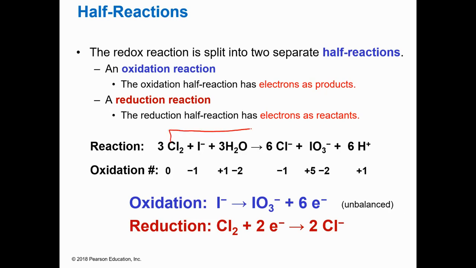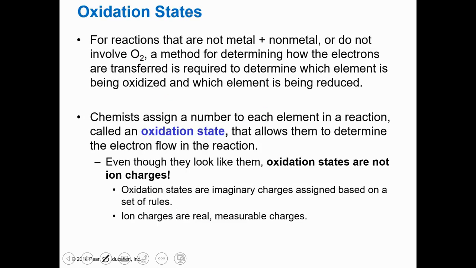So this chlorine went from 0 to -1. Because it changed and went down in oxidation state, it was a reduction. And then our iodine went from -1 to +5. So it went up significantly, and so that one is oxidation. And the half reactions, again, you can see it more easily with the electrons shown, but you can also do it with just the oxidation states.